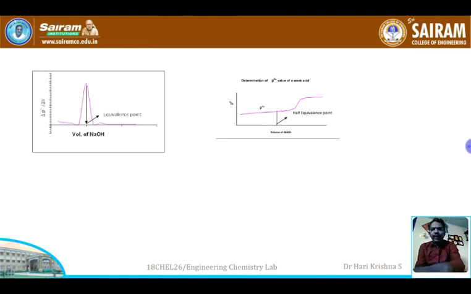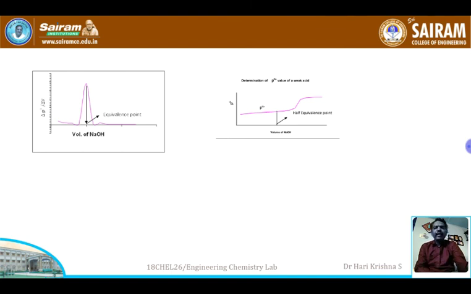From the peak, we drop a perpendicular to the x-axis. Whatever value it gives here is the equivalence point. If it is 5, then half is 2.5, the half equivalence point. If it is 5.5, then 5.5 by 2 is 2.75. Is it right? So that is the half equivalence point. If it is 6, then 6 by 2 is 3, and 3 is the half equivalence point.